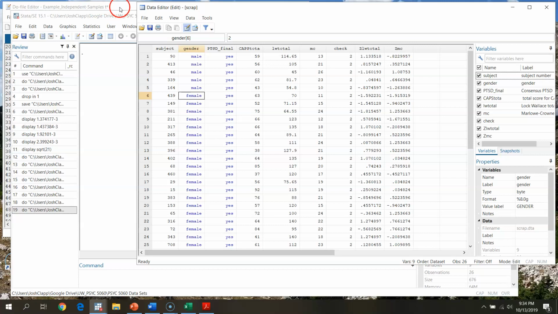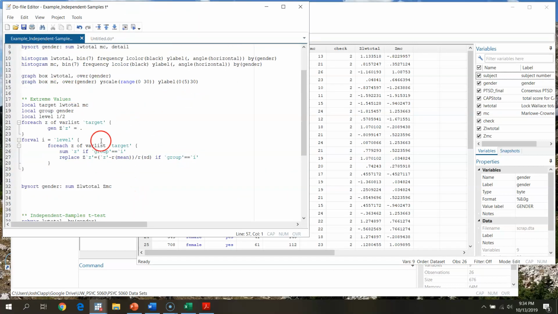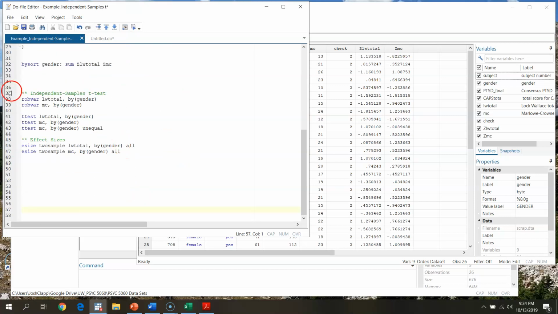So we want to go through and test this. If we go to our do file, up here is all the screening that we had done, but we're going to start with our independent sample t-test. We're going to use this robvar command, and what this is going to do is give us our Levene's test for the Locke-Wallace and our Levene's test for Marlowe-Crowne. Now here we've got robvar Locke-Wallace total by gender, so this is my grouping variable, this is my outcome. Same thing for the Marlowe-Crowne.